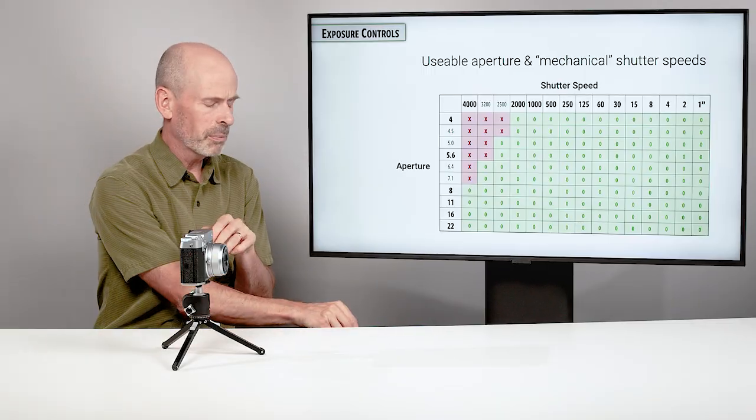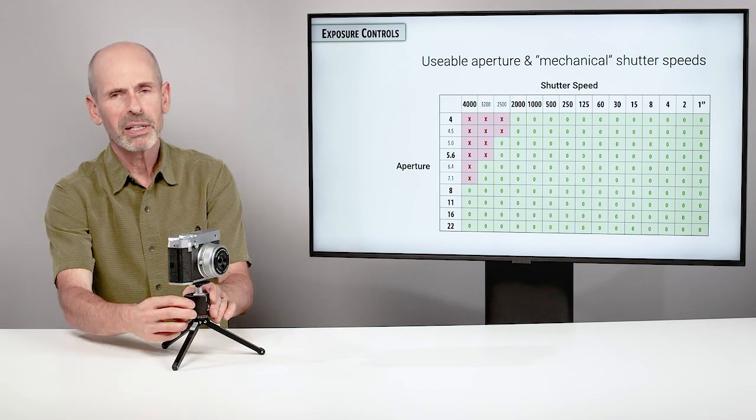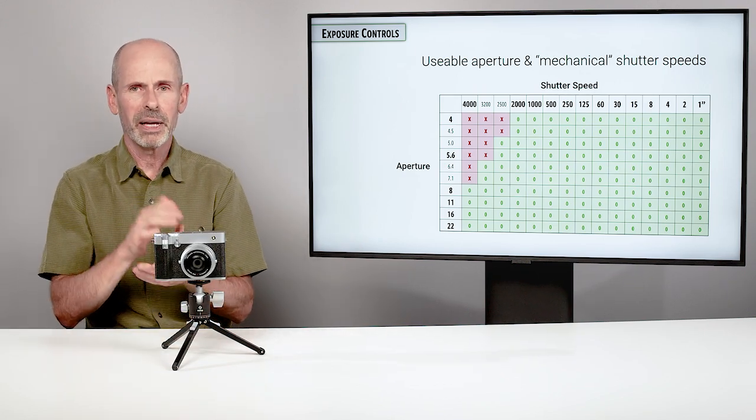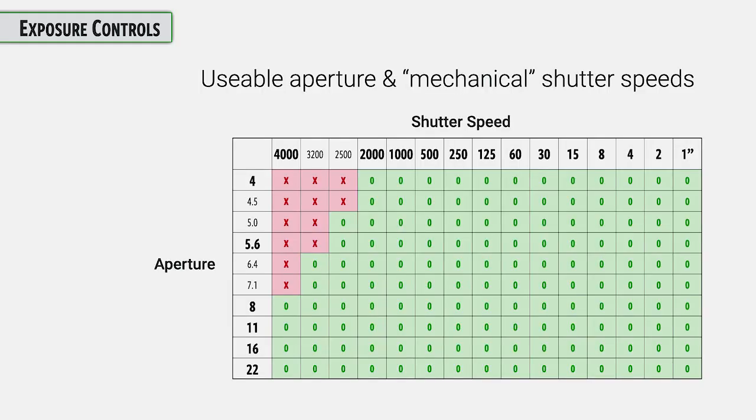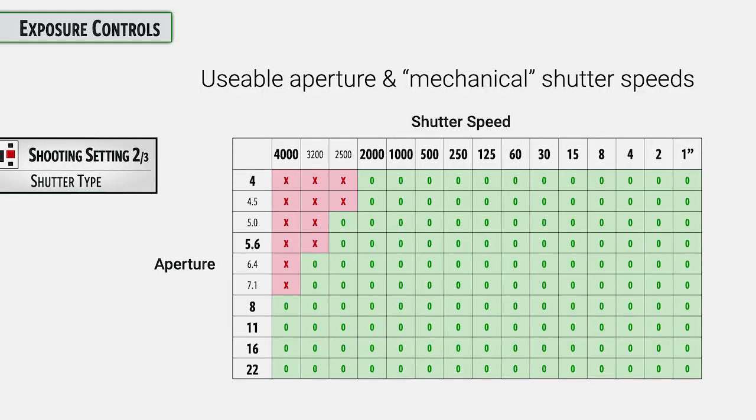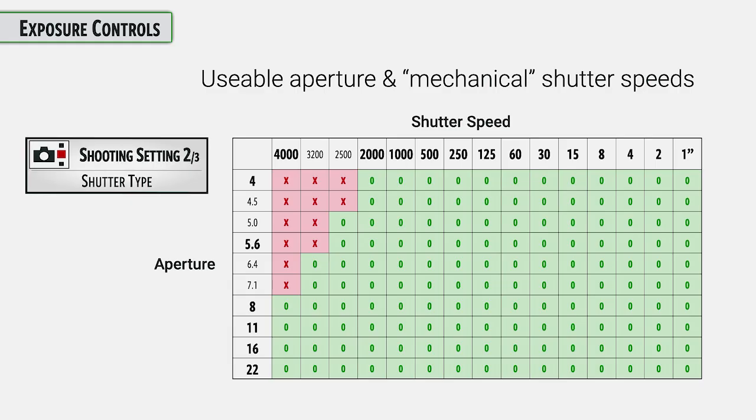And so something important to know, the red settings mean you can't get there, there's a problem. Stay tuned for more information on this two sections away in capture controls when we talk about mechanical shutter speeds and electronic shutter speeds. If you want to change it over to the electronic shutter, you can go into the shooting settings, page 2 of 3 under shutter type, and select the electronic shutter for that.